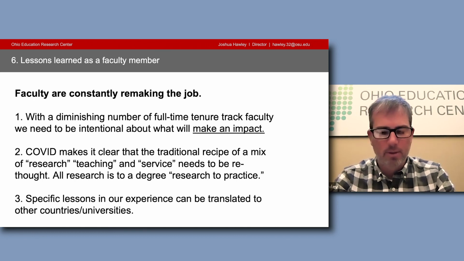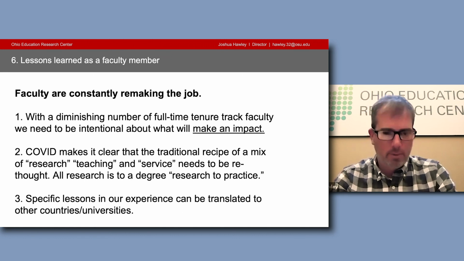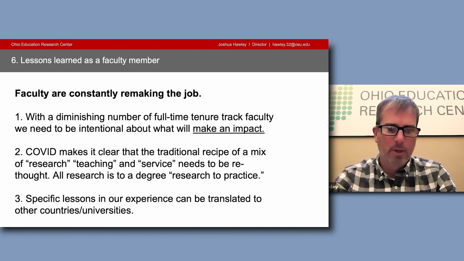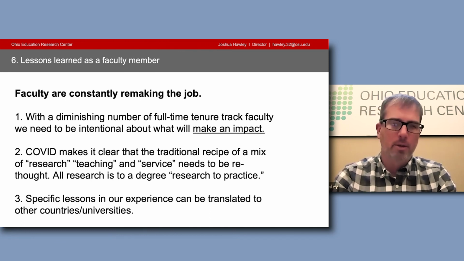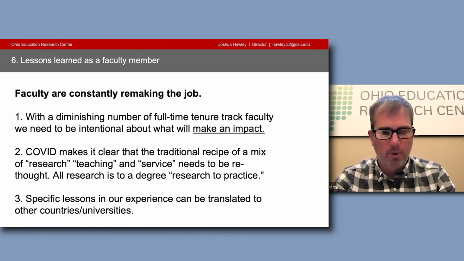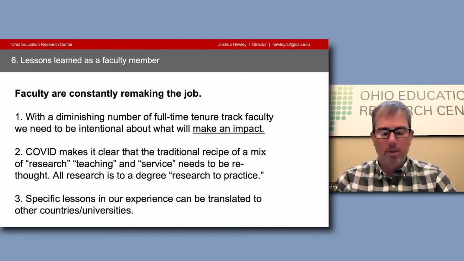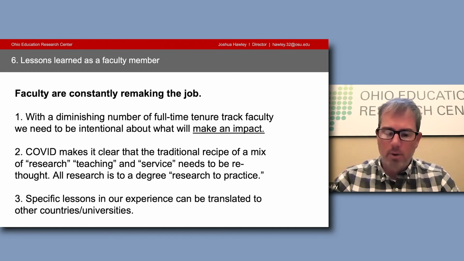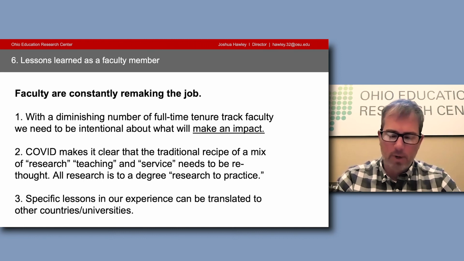But I think it's an important point to make that people can be engaged with students and engaged with policymakers, but you have to be very intentional. You have to not let yourself be isolated in your study doing data work on your own. It makes it really hard. So I do think COVID makes it clear that the traditional recipe of the mix of research, service, and teaching needs to be rethought fundamentally.